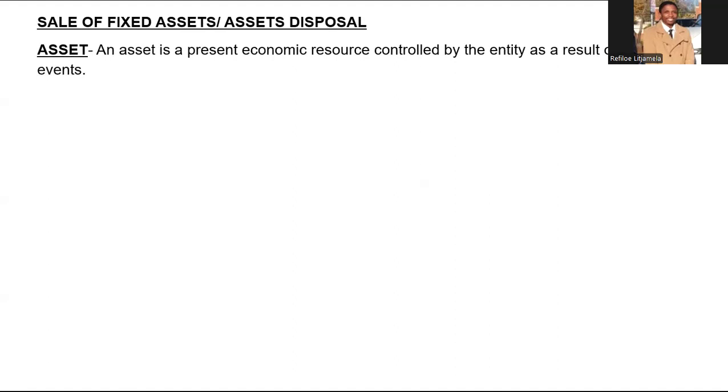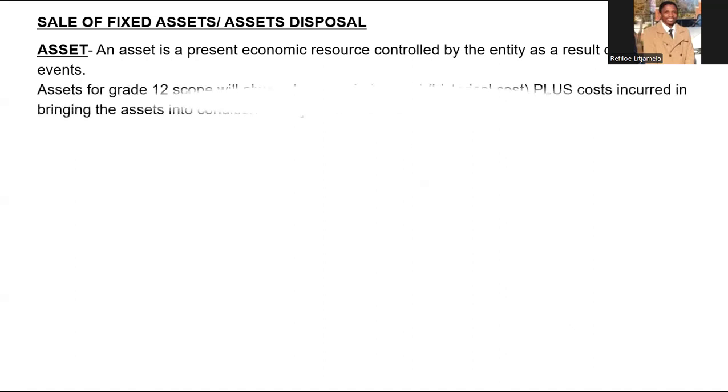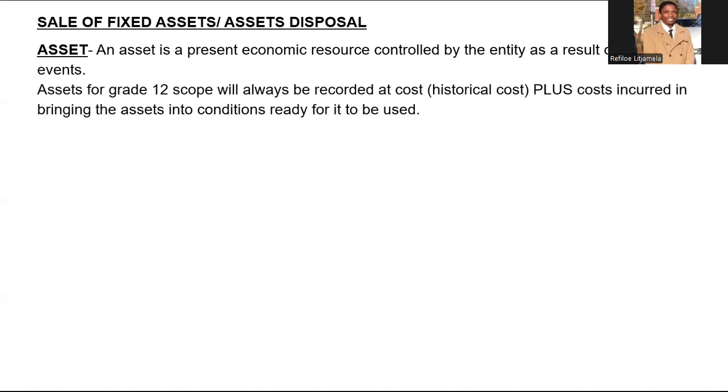And for grade 10, 11, 12, assets will be recorded at cost price, plus any cost incurred in bringing the assets into conditions ready for it to be used. The asset will increase and decrease at cost price. The actual asset will increase and decrease at cost price. That is because assets will always be recorded at cost price.